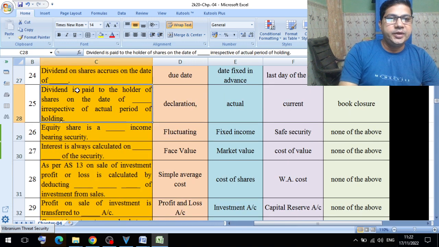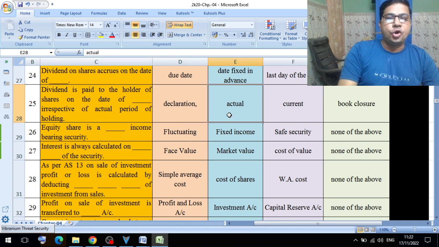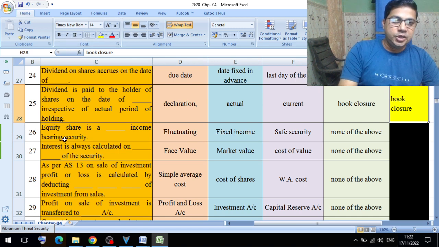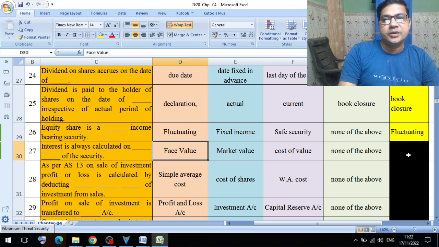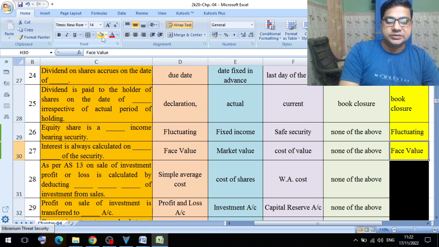Next, dividend is paid to the holder of shares on the date of dash, irrespective of the actual period of holding. Option A, declaration. Option B, actual. Option C, current. Option D, book closure. The answer is book closure. Equity shares are a dash income bearing security. It is a fluctuating income bearing security. Interest is always calculated on dash of the securities. It is calculated on face value of the securities.